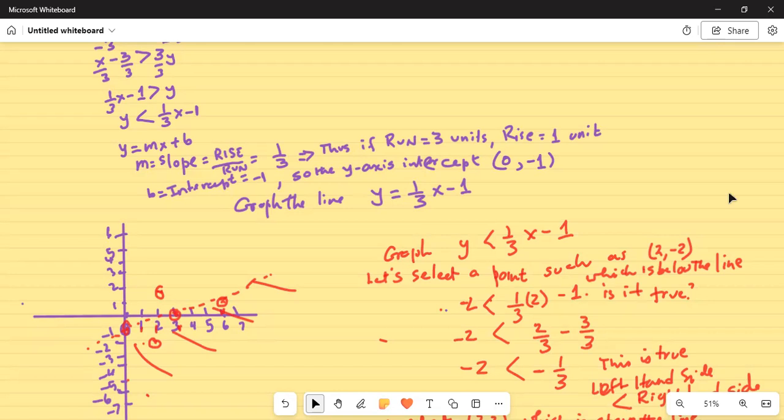Question is, which region are you interested in? So you select a point in the region below the line and a point above the line. And you find out that the point above the line does not satisfy the relationship y less than 1/3 x minus 1. Hence, the region we are interested in is the region below the dashed line y equal to 1/3 x minus 1.